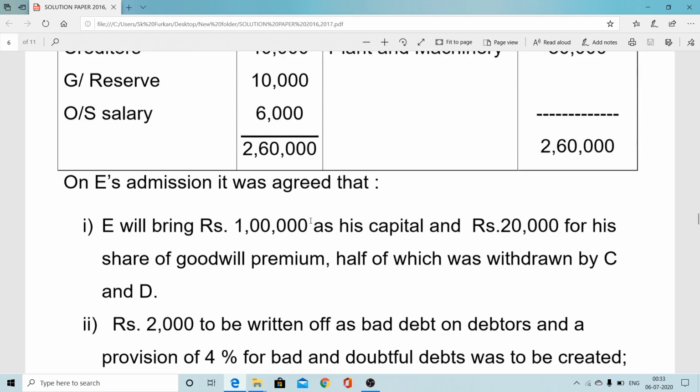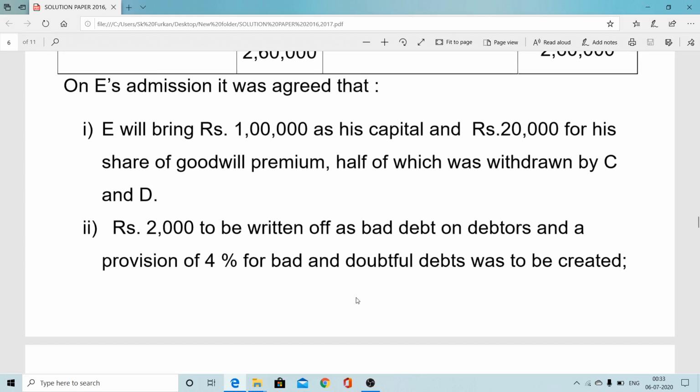Cash account or bank account debit to E's capital account, the first entry, is related to capital contribution. For goodwill purposes, there will be 3 entries: bank account debit to premium for goodwill, again premium for goodwill account debit to old partners' capital. For transfer and withdrawal purposes, we have to pass the entry: old partners' capital account debit to cash or bank account. That way you can pass the entry.